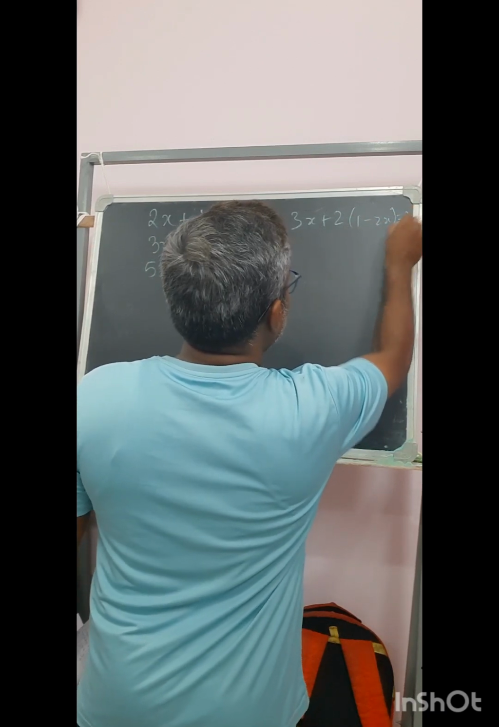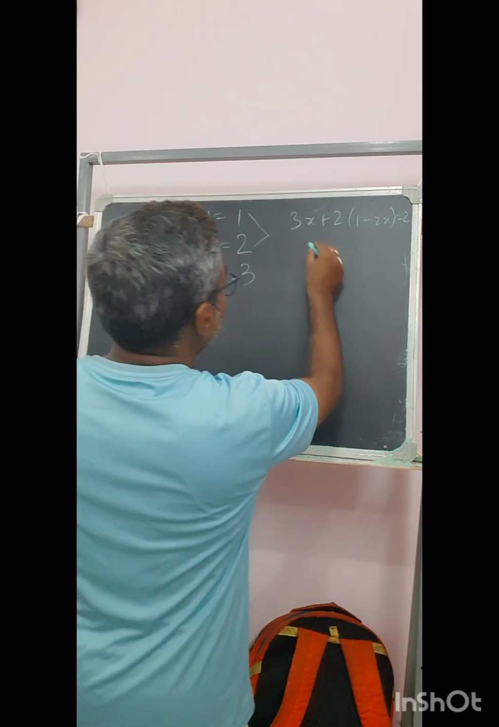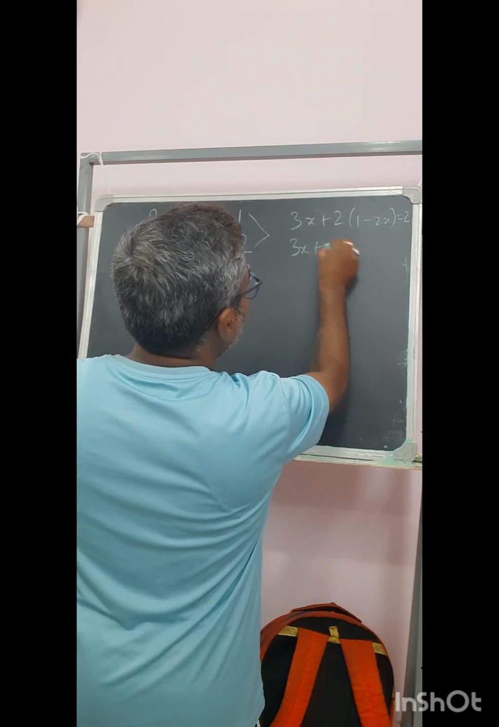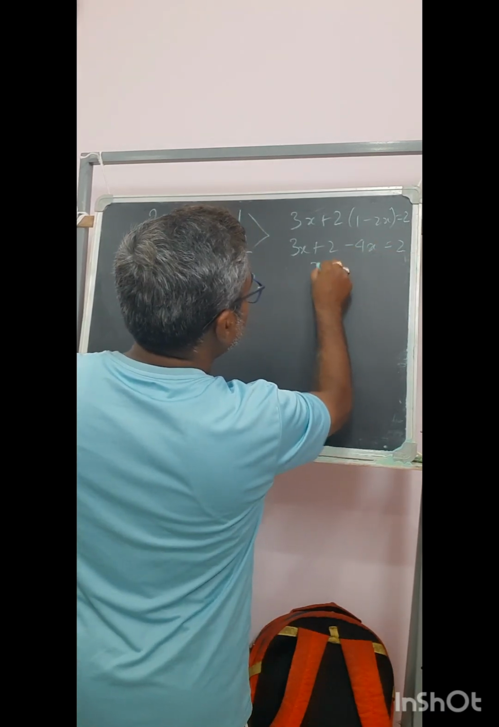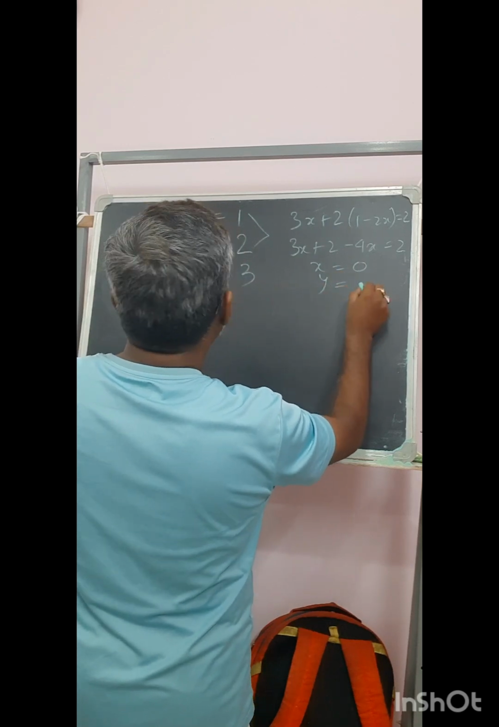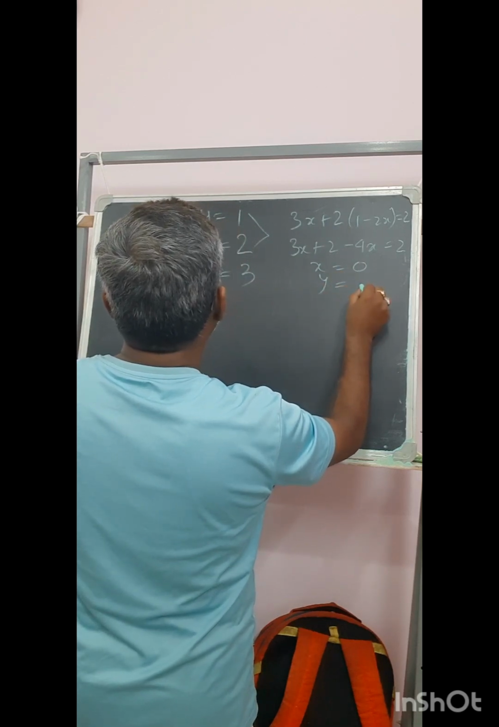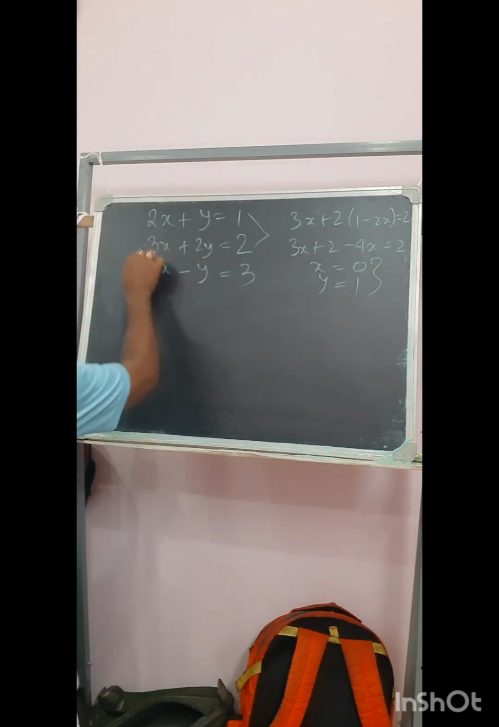I am putting in the second equation. I am replacing the value of y here, plus 2 minus 4x is equal to 2, that means x is equal to 0 here, and then y is equal to 1 minus 2, which is equal to 1. So this is one set of values.